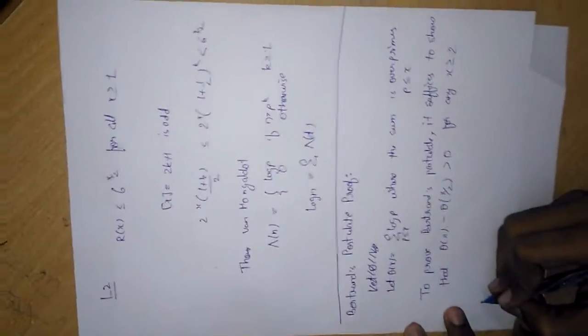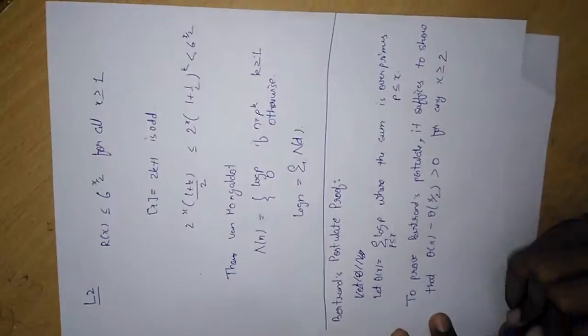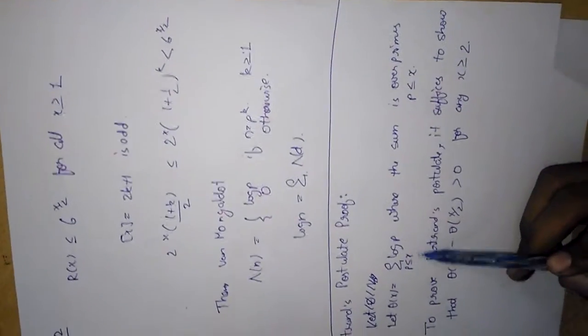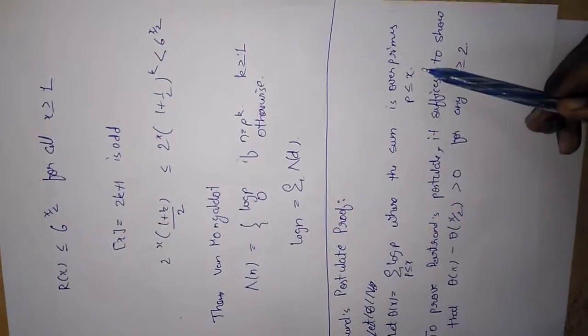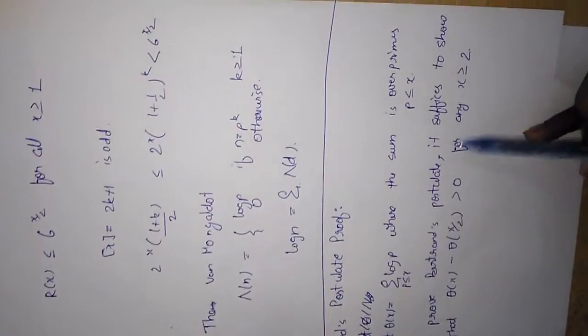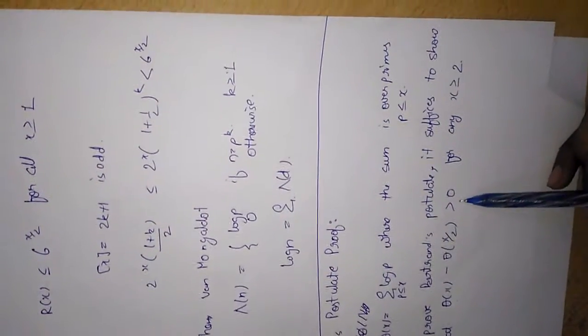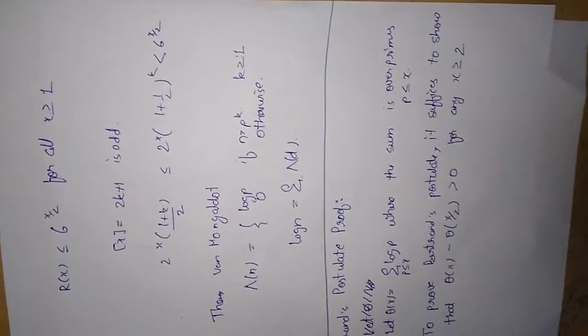So, Bertrand's postulate proof. Let theta of x equal the sum of log p, where the sum is over primes p less than or equal to x. To prove Bertrand's postulate, it suffices to show that theta of x minus theta of x by 2 is greater than 0 for any x greater than or equal to 2.